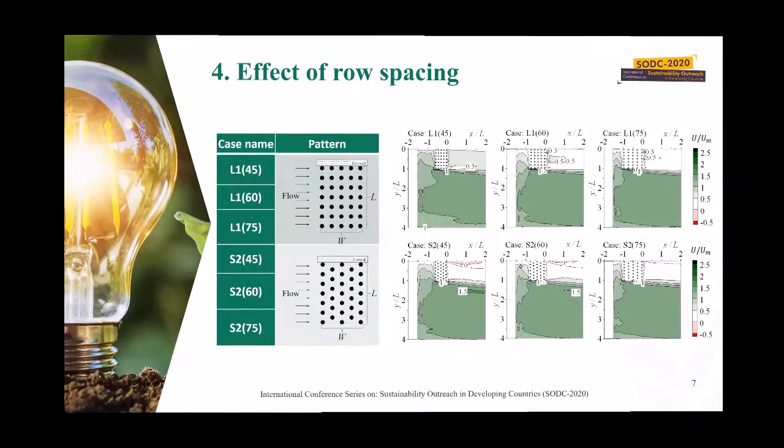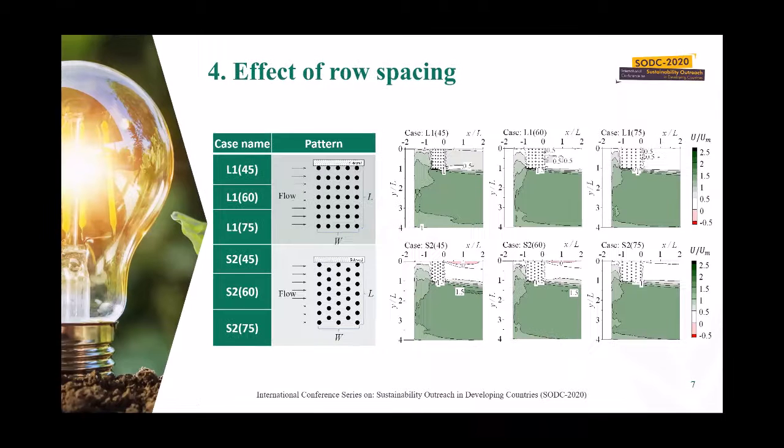And this is the last part of this study, which studies the effect of row spacing. Again, for the type L1 and type S2, the row spacing, which is W, is changing from 45 millimeters to 75 millimeters. Here we can see the examples. The W is 45. Here the W is 60. And here the W is 75. The same number of piles, but the rows are placed far from each other.